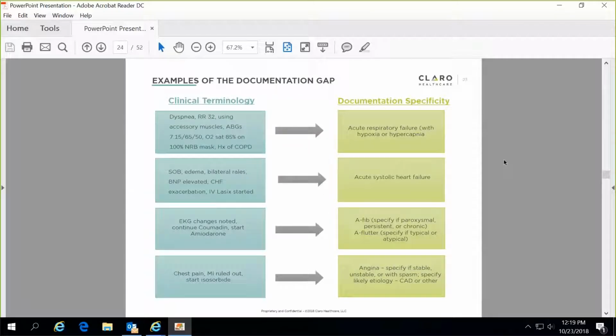Clinical terminology, sometimes we see the description: dyspnea, respiratory rate 32, using accessory muscles, ABGs. You gave a good description of acute respiratory failure, but it wasn't named. We can't make inferences that that is what you're describing. So we would need that name to that condition that you have just described. And that's why sometimes you get a query to clarify that record.